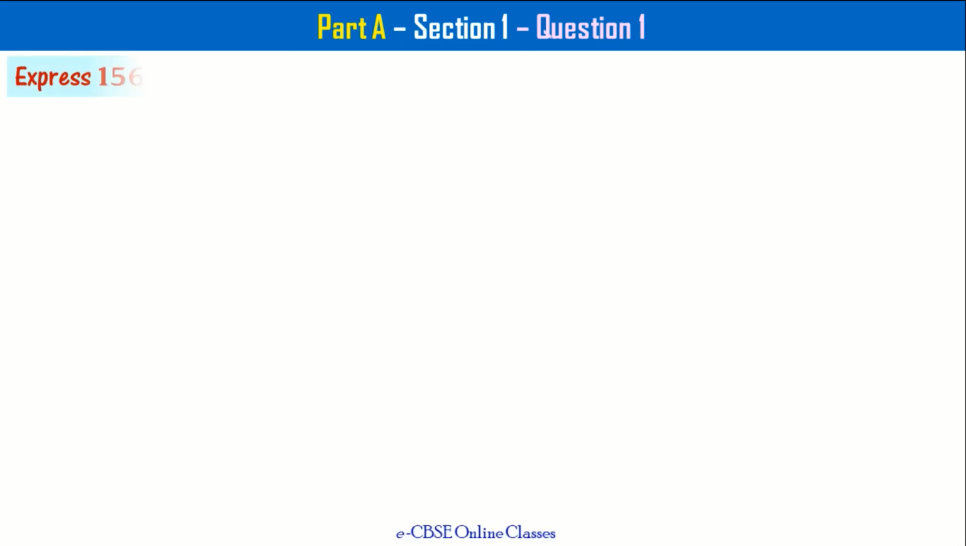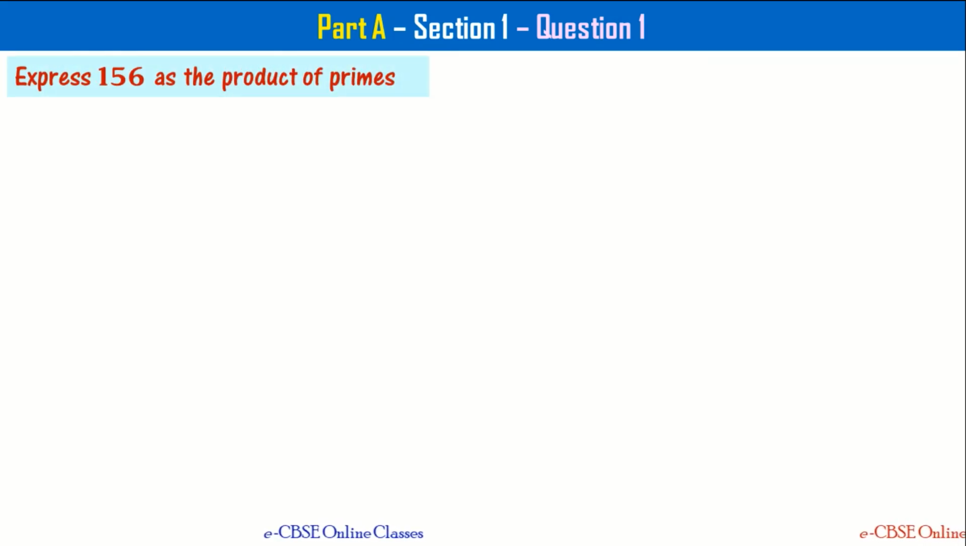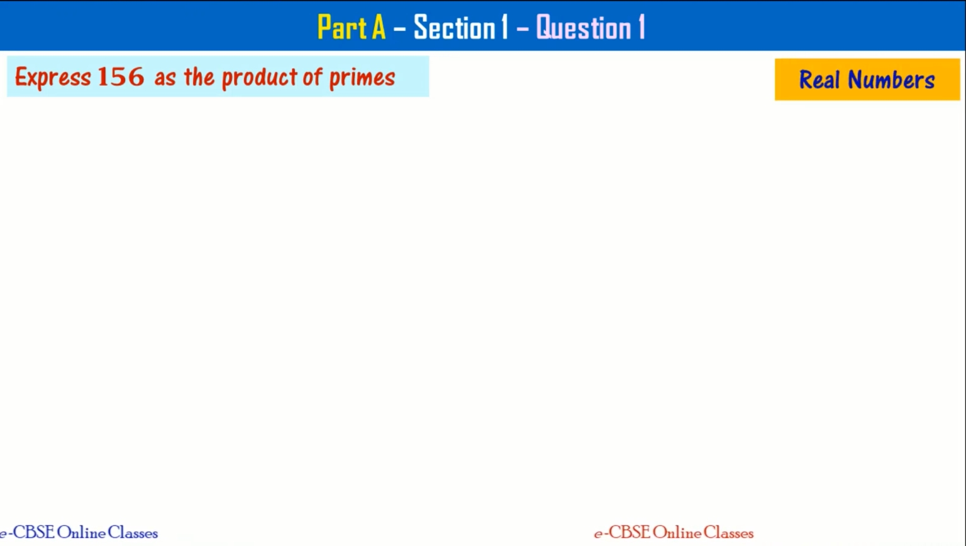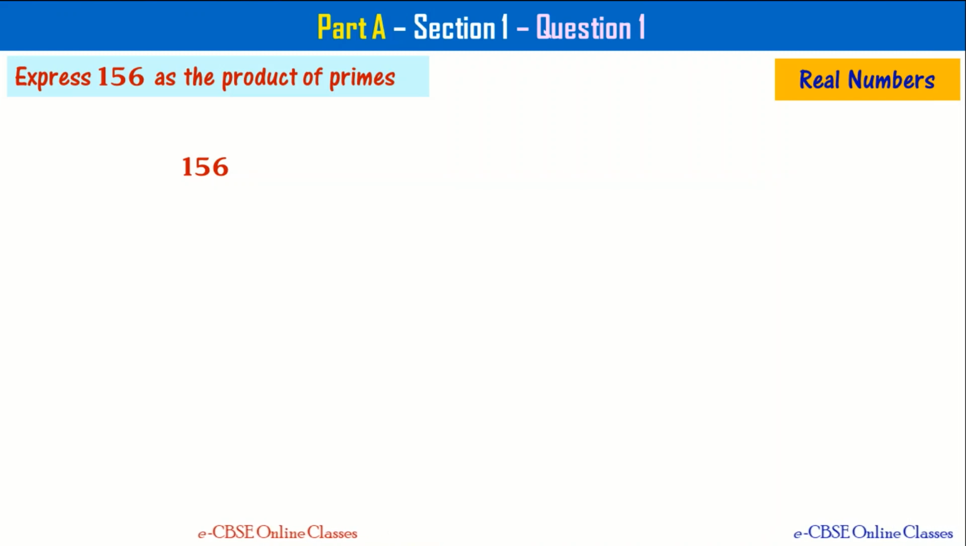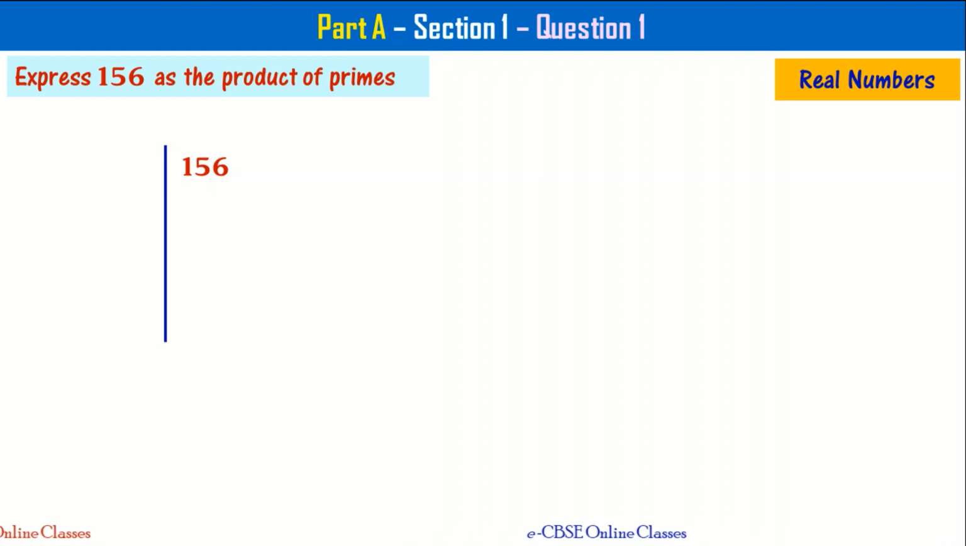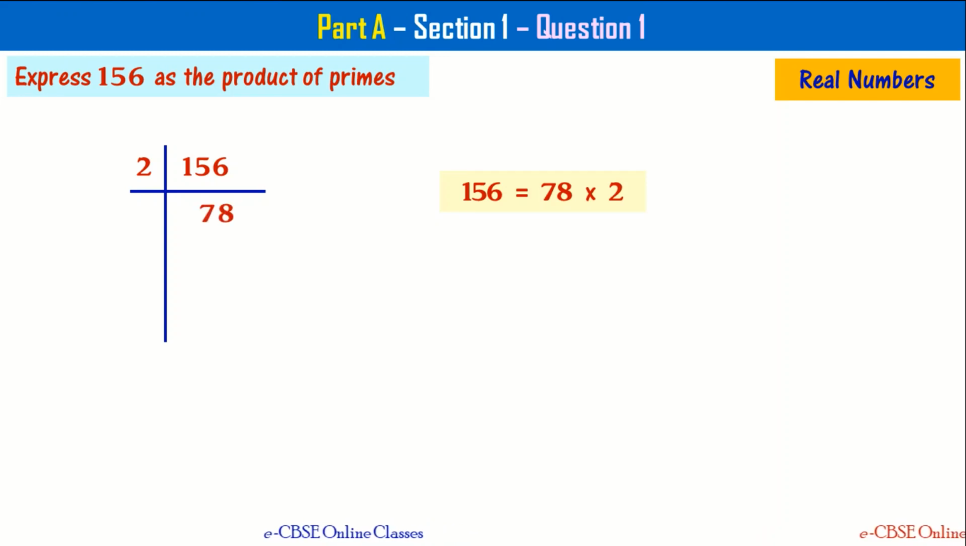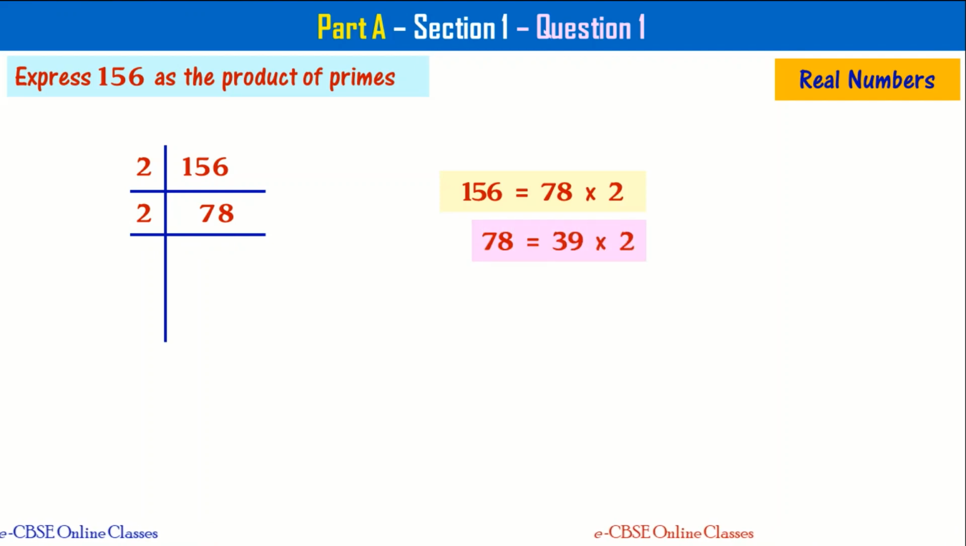Let's take a look at question number 1. In this question, we are asked to express 156 as product of primes. It is from real numbers and topic is prime factorization. 156 is an even number and 2 is the smallest prime number you can think of and it can divide any of the even numbers. So let's divide 156 with 2 so that you get 78 as the answer. And again, this can also be divided with 2 and you get 39 as the answer.